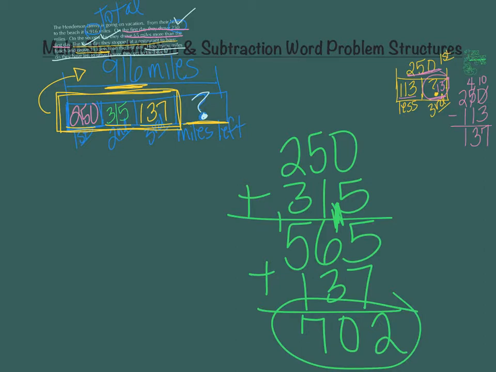Talk to your elbow partner. Why does 702 not go in that box? Why is that not your answer? Talk to your elbow partner.